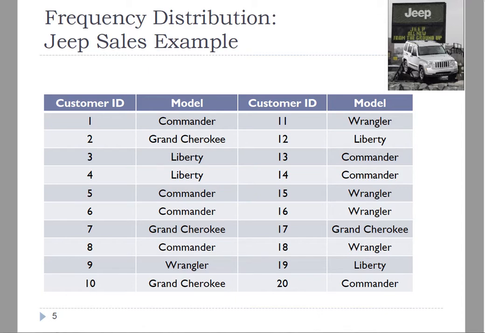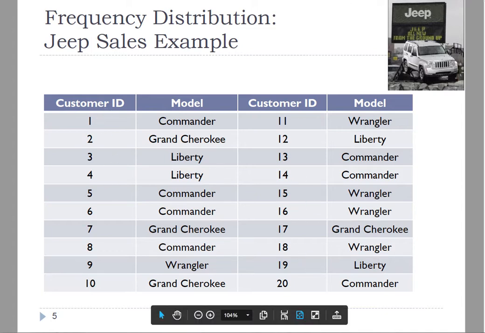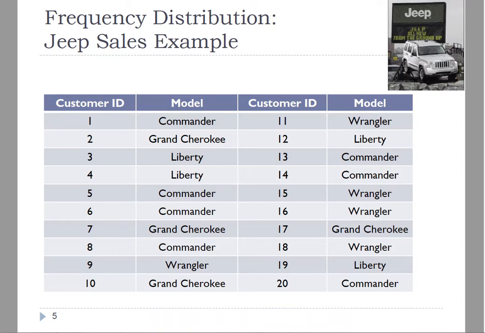So let's look at a Jeep sales example. Let's just say, as you can see here, that we have 20 different customers who have purchased different models of Jeeps. So you've got Jeep Commander, a Jeep Grand Cherokee, Jeep Liberty, and a Jeep Wrangler. So we see 4 different types of Jeep models that 20 different customers have purchased.